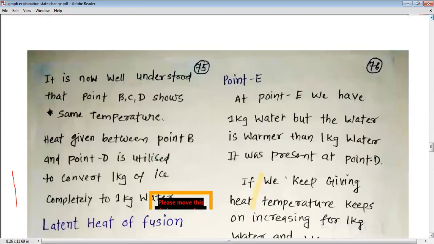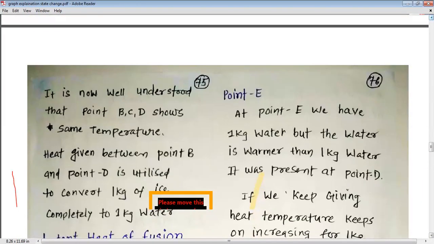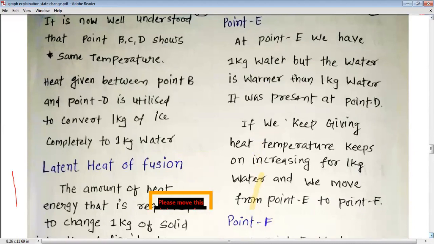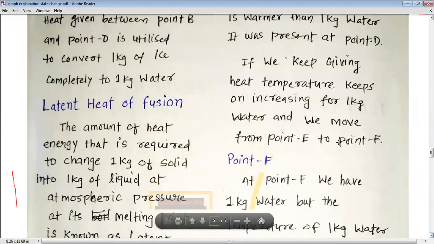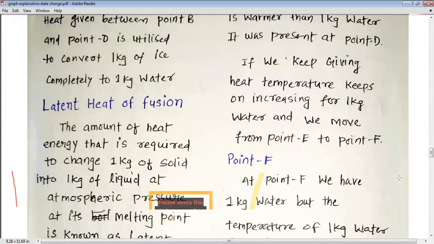Let us study further. Let us study about point E, my dear students. At point E, we have 1 kilogram of water, but the water is warmer than the 1 kilogram of water that was present at point D. If we keep giving heat, the temperature keeps on increasing for 1 kilogram of water and we move from point E to point F.